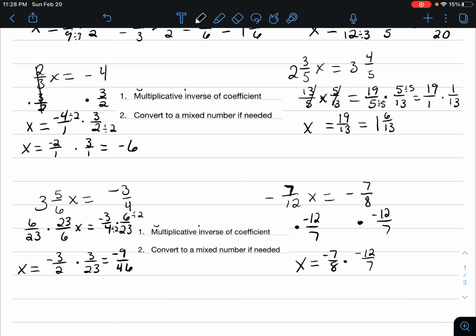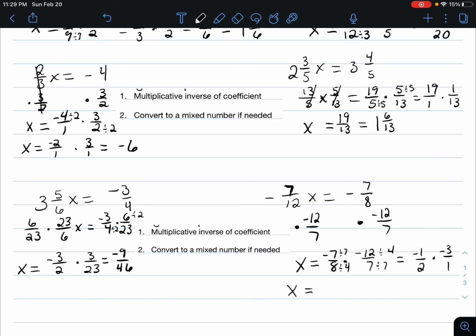negative 12/7. You'll notice that across from each other we have a common number, 7, so we divide both those by 7. Also with 8 and 12, you can divide by, no, not 2. You can divide both of them by 2, but the greatest common factor here is 4. So that's going to leave us with negative 1 over 2 times negative 3 over 1.